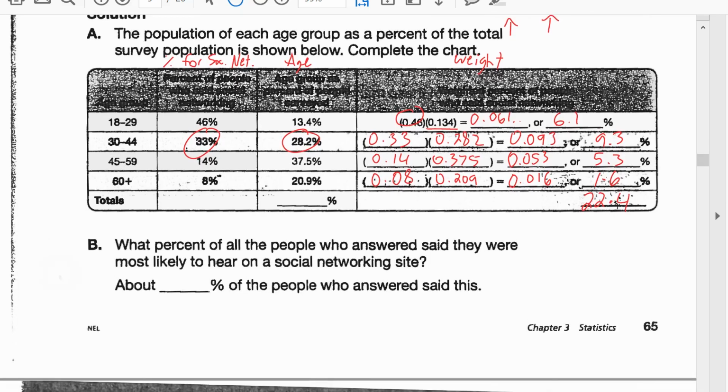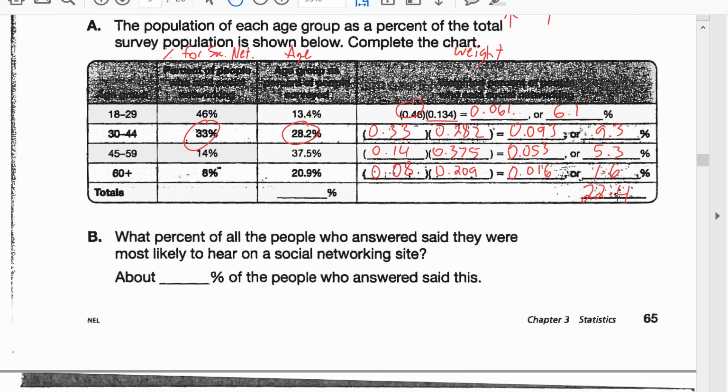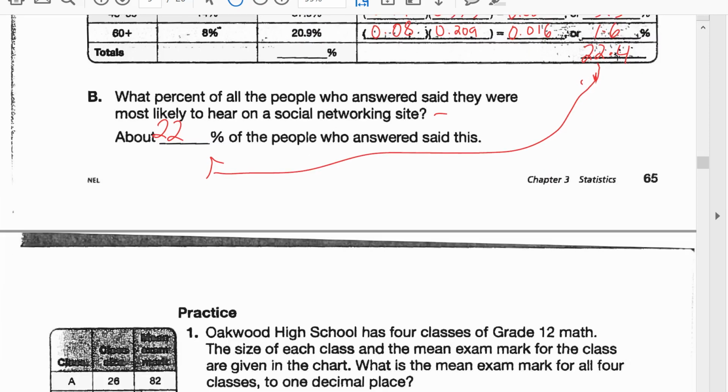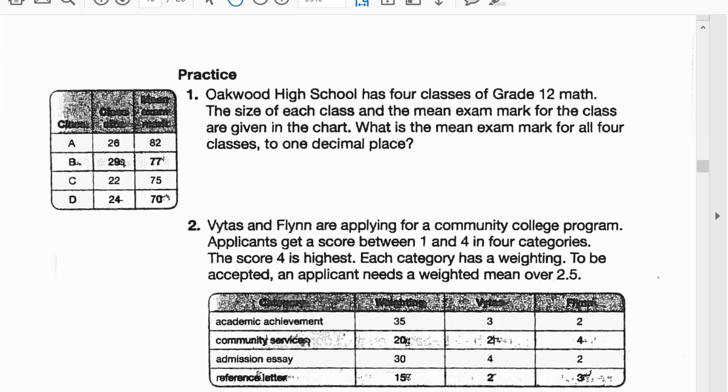22.4%. What percent of all the people who answered said they were most likely to hear on social networking sites? About, well, right here, 23%, let's say. 22.4, well, 22. It rounds, about 22% of people who answered said this. Okay, on to practice now.